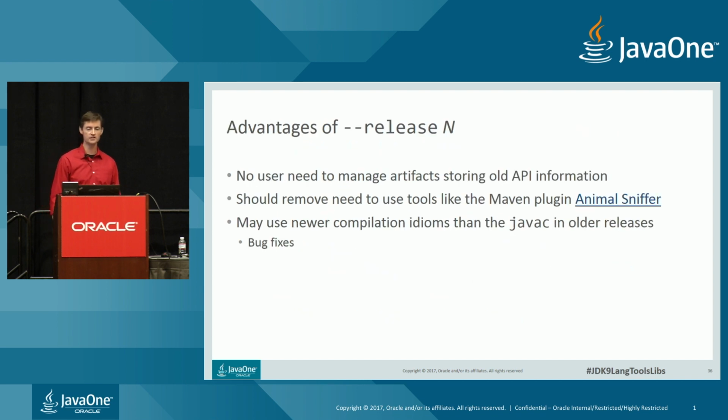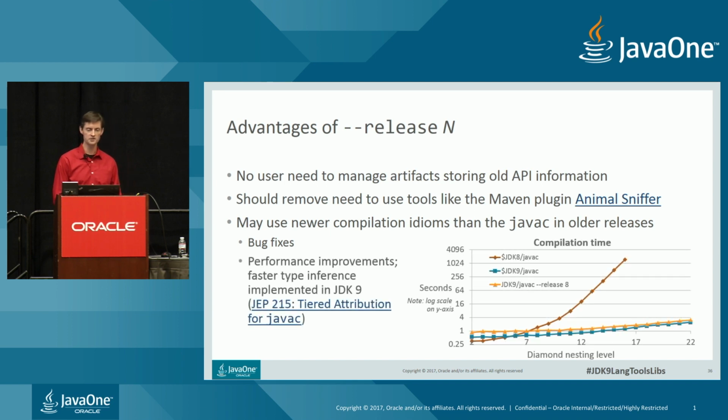A few advantages of this: you don't have to worry about managing those old rt.jar files yourself. If you use Maven plugins like Animal Sniffer that's meant to prevent using wrong APIs, you should have less need for that. Another advantage, if you're doing this cross-compilation, is you might be able to take advantage of newer compiler idioms in Javac. There are bug fixes in Javac, and sometimes there are very large performance improvements. One of the projects we had in Javac in JDK 9 was called tiered attribution, which helps speed up type inference in some sorts of situations.